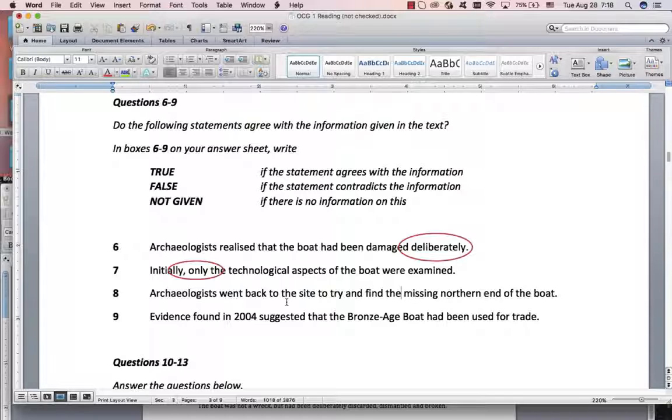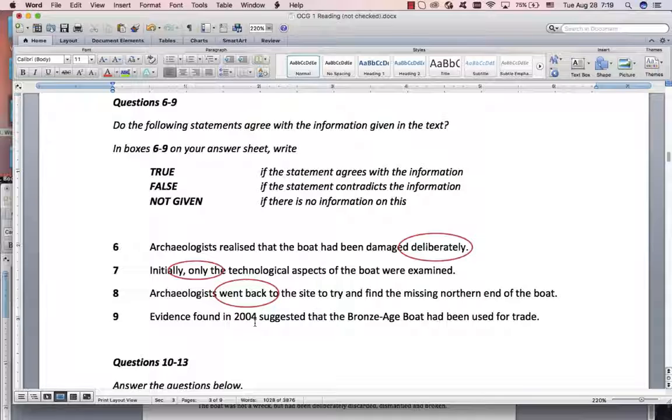So your target language is the main verb. Did they go back or did they not go back? That's what you're trying to find out. Use that as scanning. For the last one, this is very important. They're not going to test this. This is scanning language. So don't waste your time figuring out 2004. Just find that in the text.